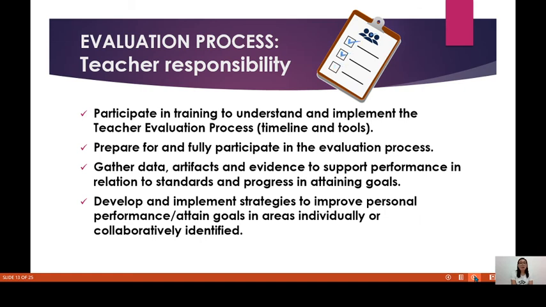Gather data, artifacts, and evidence to support performance in relation to standards and progress in attaining goals. Develop and implement strategies to improve personal performance or attain goals in areas individually or collaboratively identified. Okay, those are our responsibilities as a teacher.